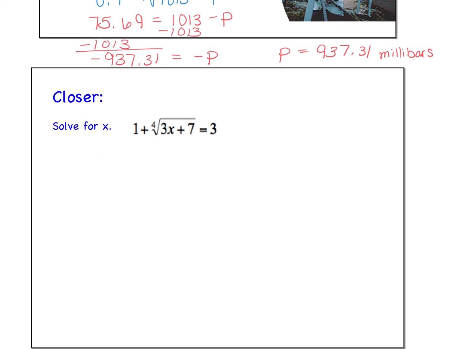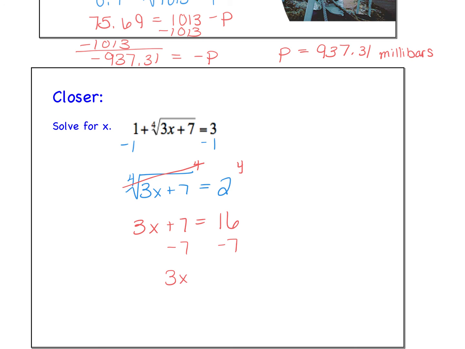So for this last problem, why don't you pause the video and try it on your own. Okay, so I would start first by subtracting 1, and I would be left with the fourth root of 3x plus 7 is equal to 2. Then I'm going to take the power of 4 to both sides, and I get 3x plus 7 is equal to 16. I will then subtract 7 from both sides, giving me 3x is equal to 9. Divide both sides by 3, and x is 3.